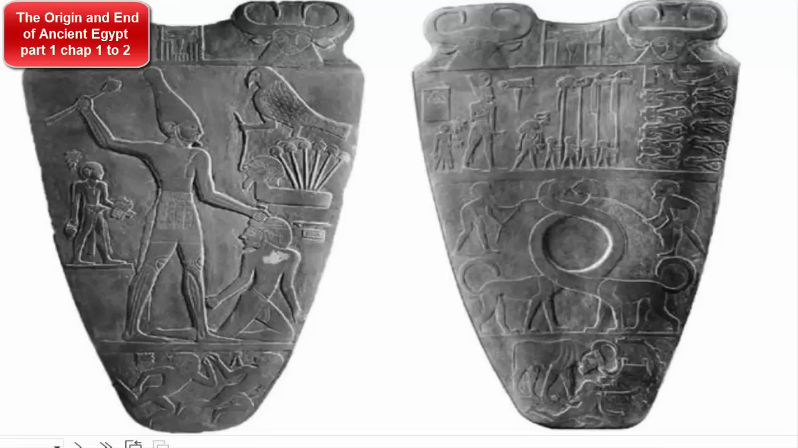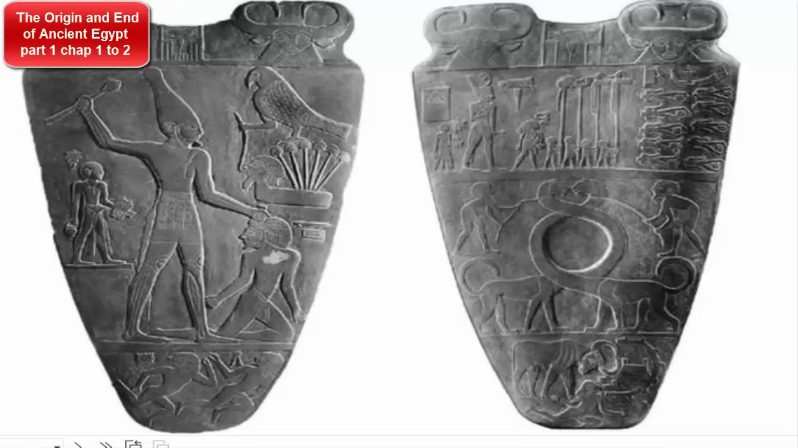The broader periods are more modern scholarly conventions. Early Dynastic Period, 2950 to 2575. Old Kingdom, 2575 to 2125. First Intermediate Period, 2125 to 2010. Middle Kingdom, 2010 to 1630. Second Intermediate Period, 1630 to 1539.